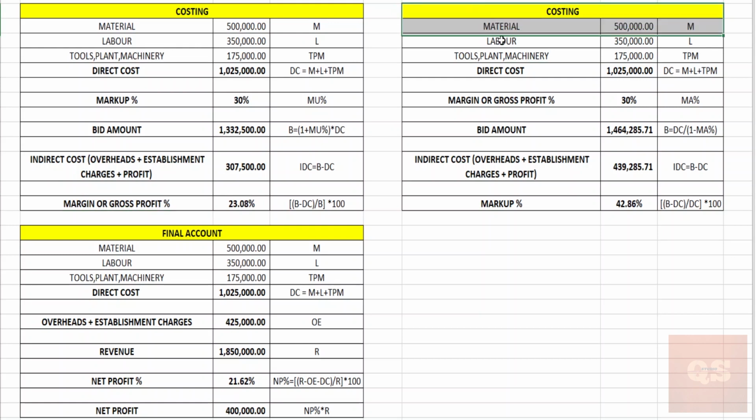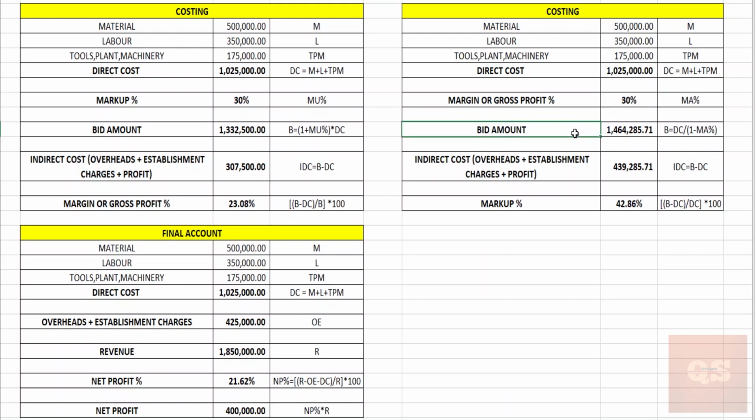So now in this example, this is another same way you're preparing your costing sheet, but this time after finding out your direct cost, your management is telling, okay, now let's sell this based on a margin percentage of 30%. Here it was markup percentage of 30%, but here your management decides to sell it on the basis of a margin percentage which is 30%.